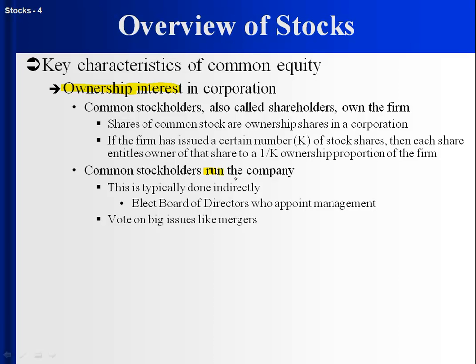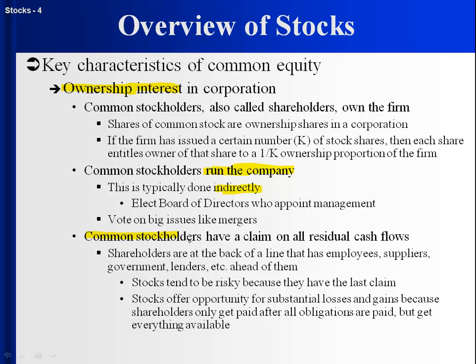Common stockholders run the company. Typically it's done indirectly, but nonetheless they do run the company. They elect a board of directors, and the board of directors appoints senior managers. Occasionally the stockholders will vote on really big issues, like whether they should get acquired or engage in a very large merger. But by and large they run the company, but they do it indirectly.